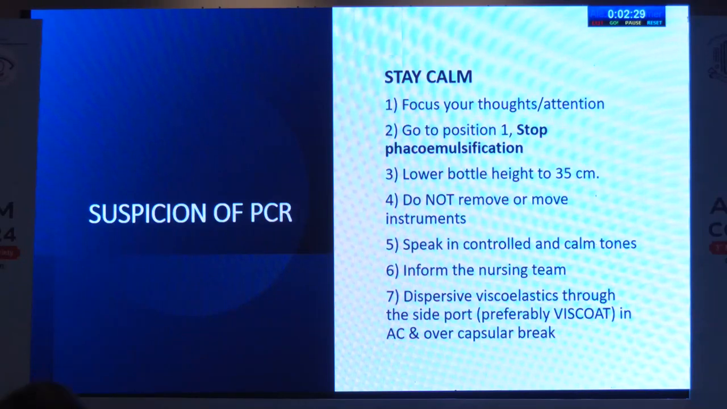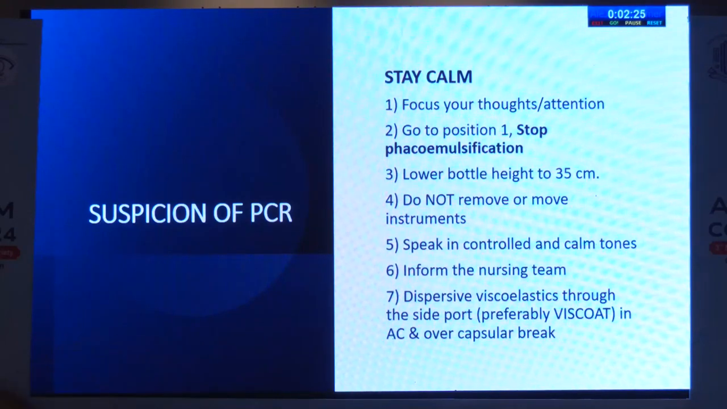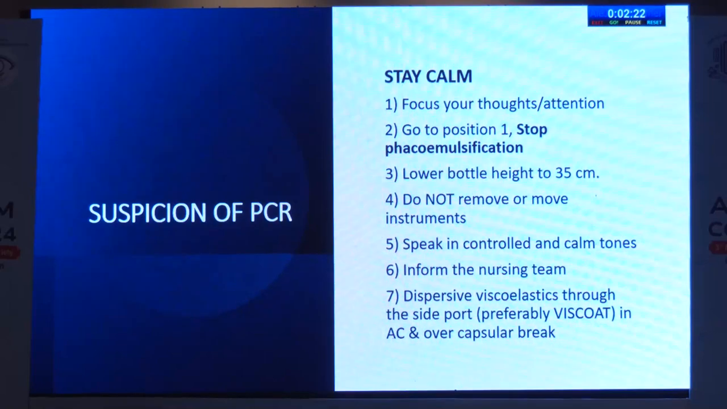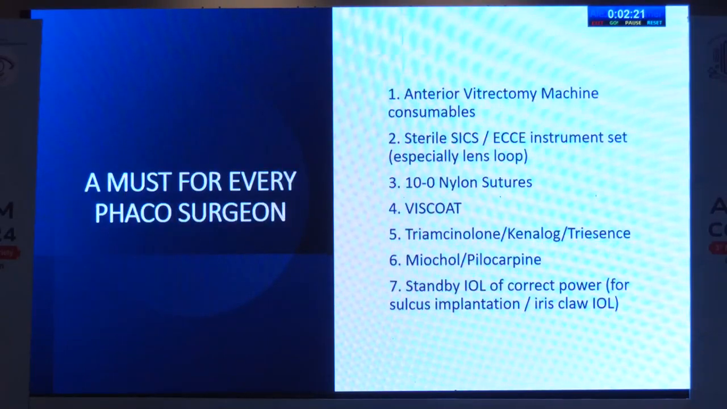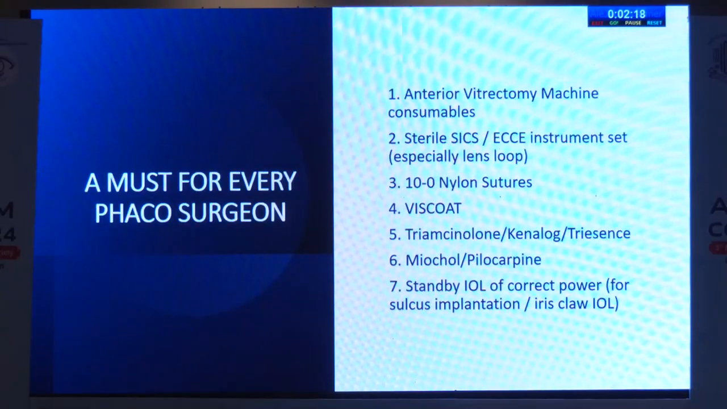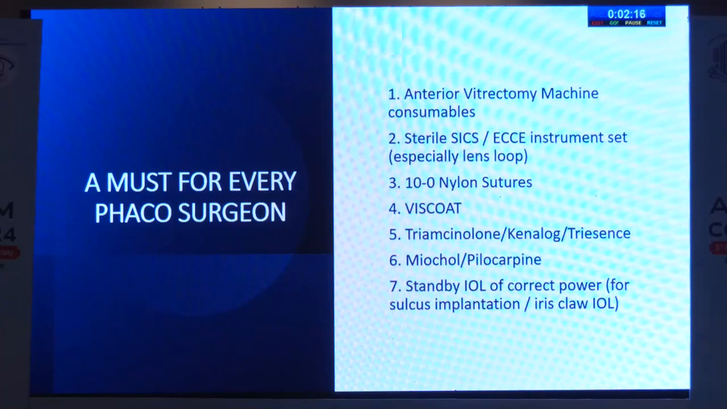Signal your nursing team. They should be aware that a PCR has occurred without the patient becoming aware of it. They should know what things you require when you have a PCR. It's not that you have a PCR, and then you search for your vitrectomy consumables. So this list has to be there. The vitrectomy kit has to be there with every surgeon performing phacoemulsification, and you also need a standby IOL of the correct power.